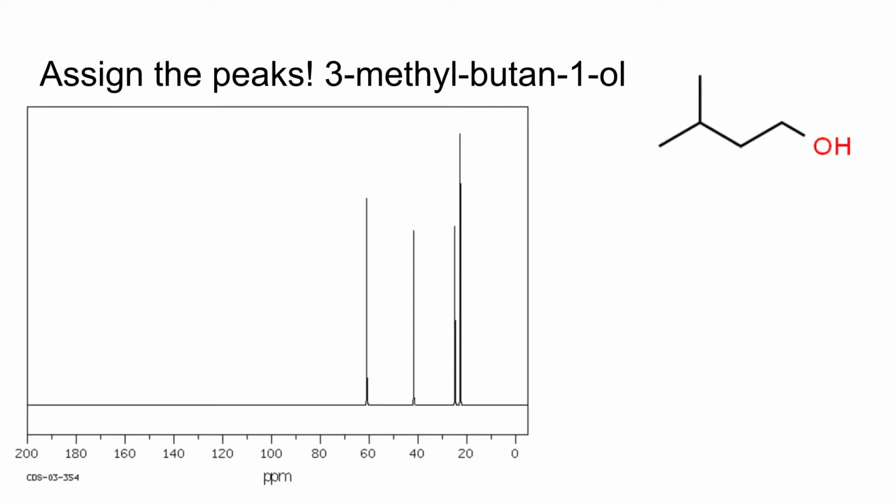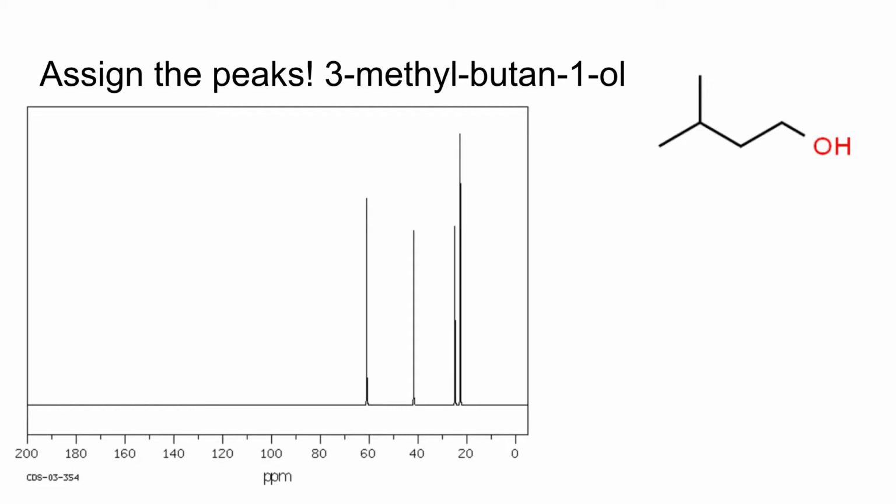Wait, so the height of the line doesn't matter, right? Yeah, you're right. The height of the line doesn't really matter, no. It's the fact that there are 4 carbon peaks. That tells me there's 4 carbon environments. And can we match each peak to one of the carbon environments in the structure? So take a couple minutes to scribble out which carbons correspond to which peak.